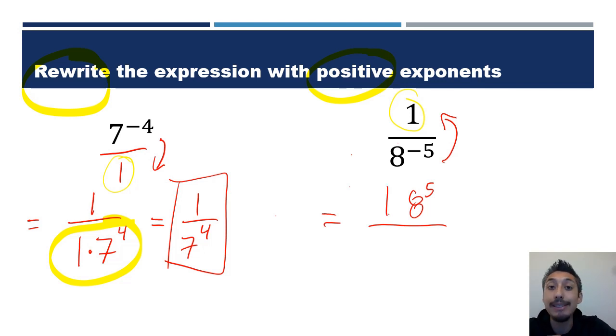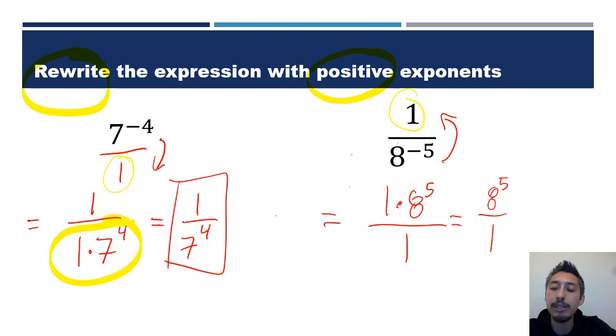And again, this does not say 18 to the power of 5. This is 1 times 8 to the power of 5. In the denominator, we have an invisible 1. And if we want to simplify this, which we do in this case, 1 times 8 to the power of 5 is 8 to the power of 5, and our denominator is just 1.